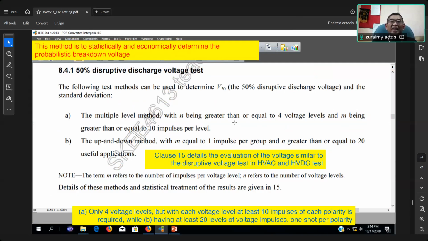All right. If you want to find out, the first method, the multiple level method, with N being greater than or equal to 4 voltage levels and M being greater than or equal to 10 impulse levels. What's this? Well, you can see, you have only 4 voltage levels, right?